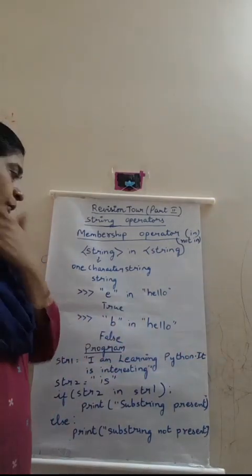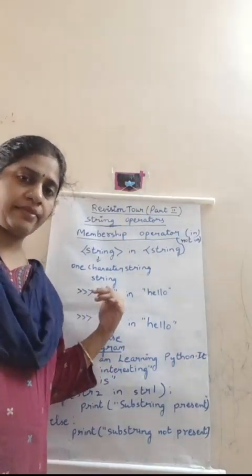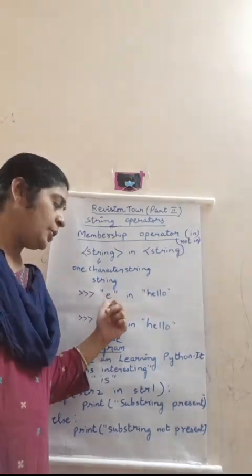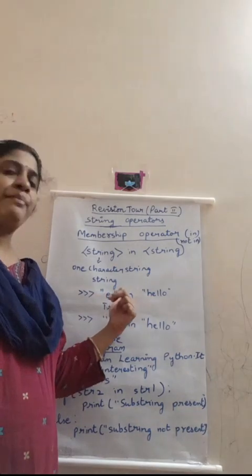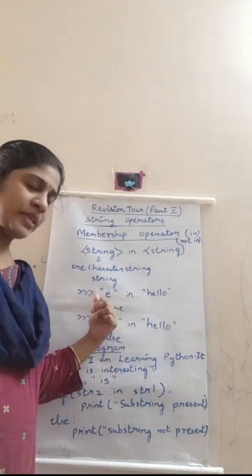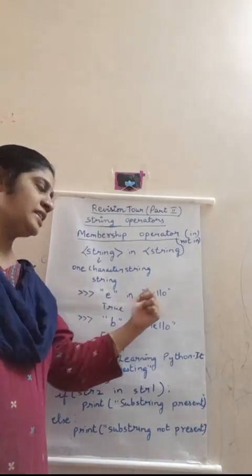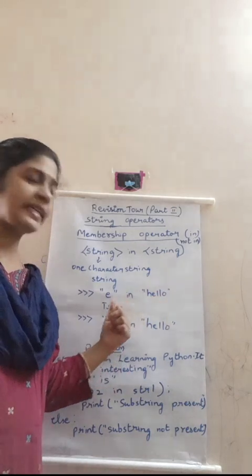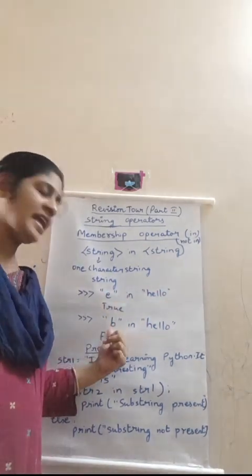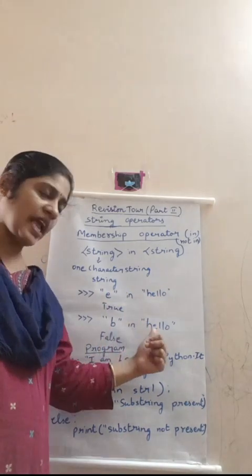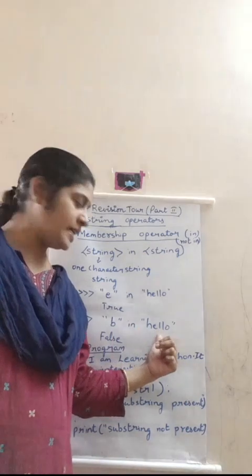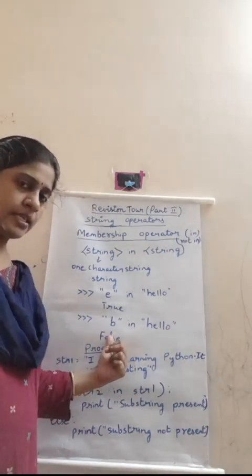For example, you can try this in the shell prompt itself. At the Python prompt, you can check whether E is present in the string hello. You're going to check whether the character E is present in hello. Yes, it is present, so it will return true. Similarly, you can also check if B is present in hello. Character B is not there, so it will return false.